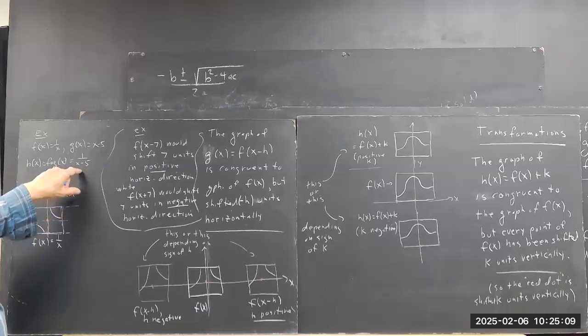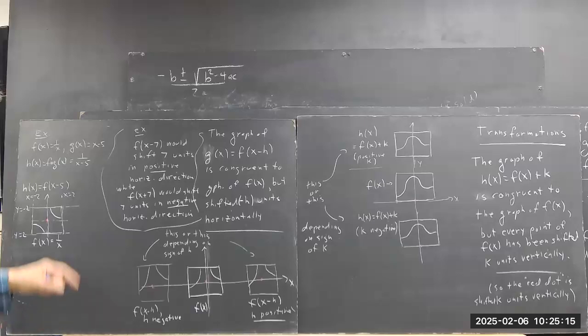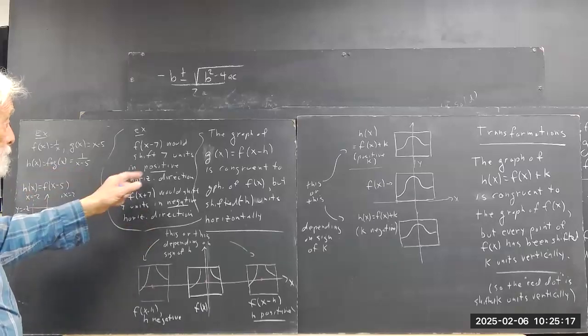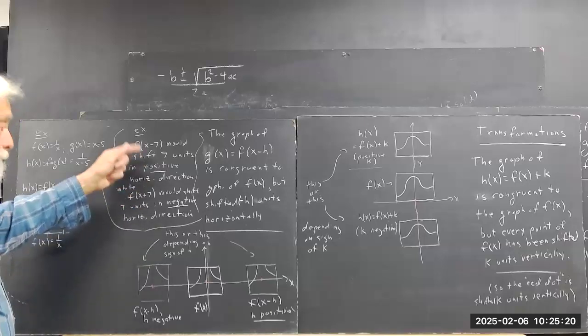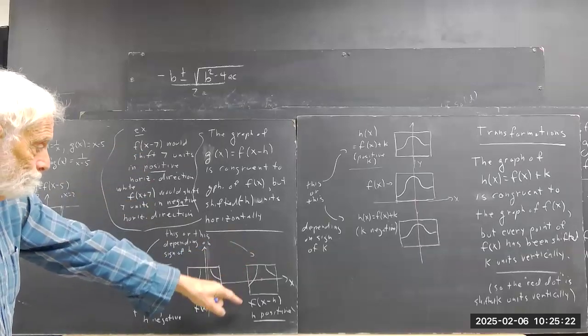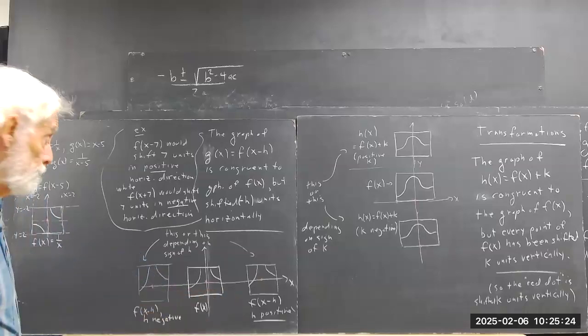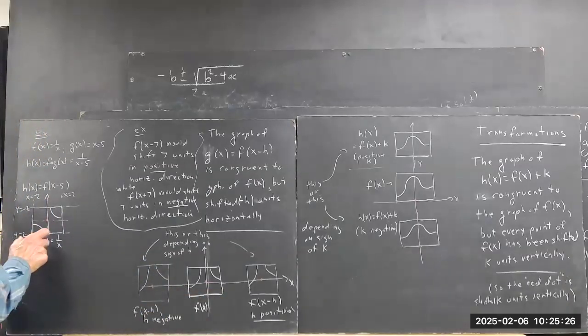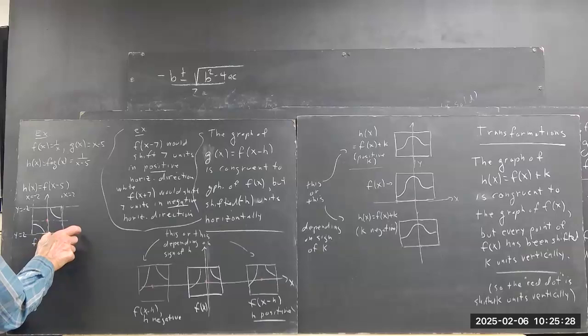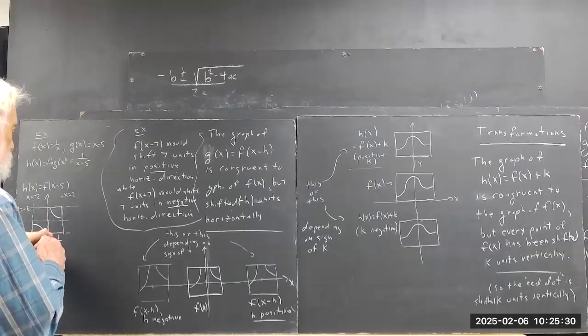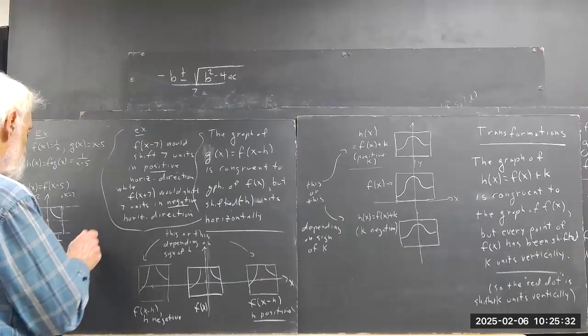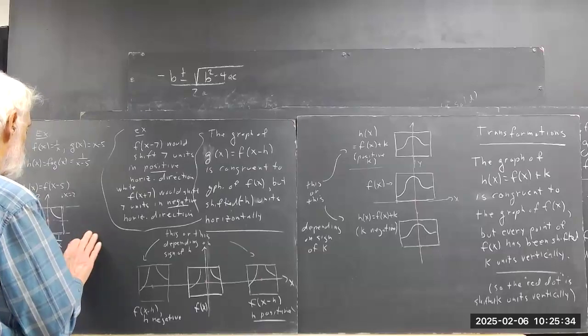This has to be shifted 5 units in the positive direction because it's x minus 5. That's an x minus h, where h is 5. It shifts h units like this. Okay. Where's 5? Well, if that's 4, then 4 would be here and 5 would be about, oh, let's see.